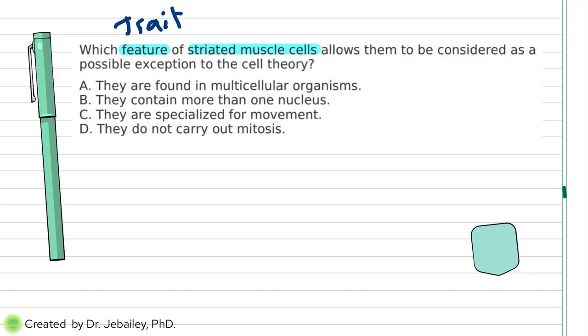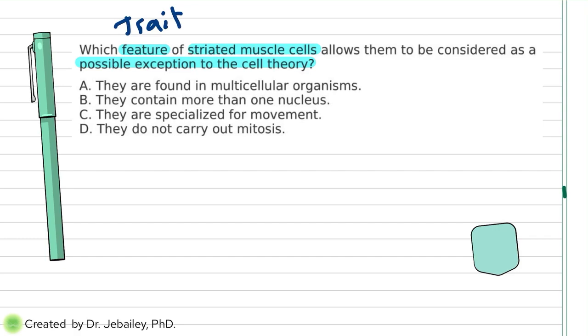So it says which feature, and you can say which trait of striated muscle cells allows them to be considered as a possible exception to cell theory. So basically this question is asking you, what is it about striated muscle that makes them an exception to the cell theory? This is where you got to go back to your memories of all your studies about the exceptions.